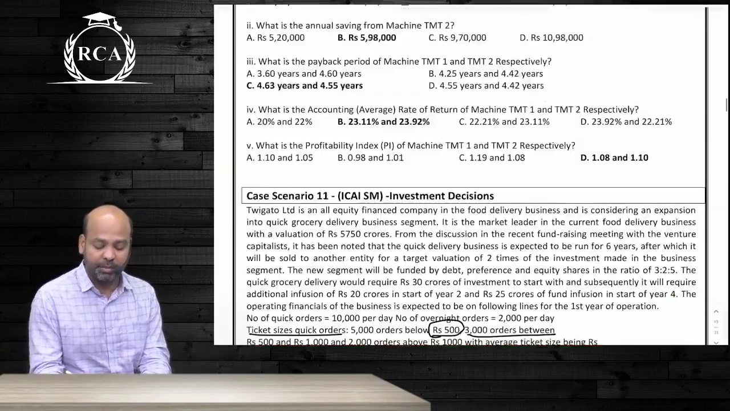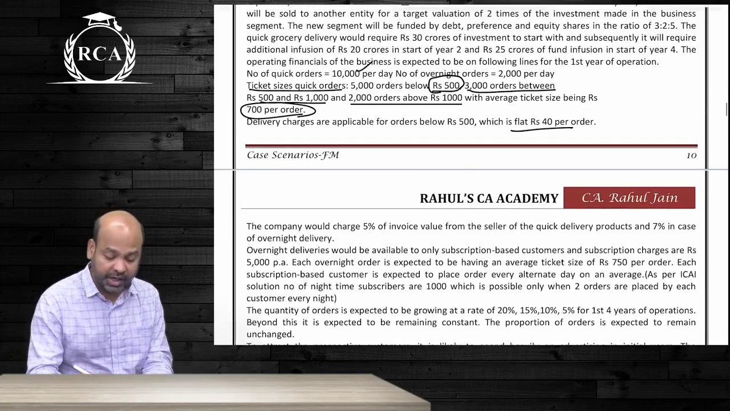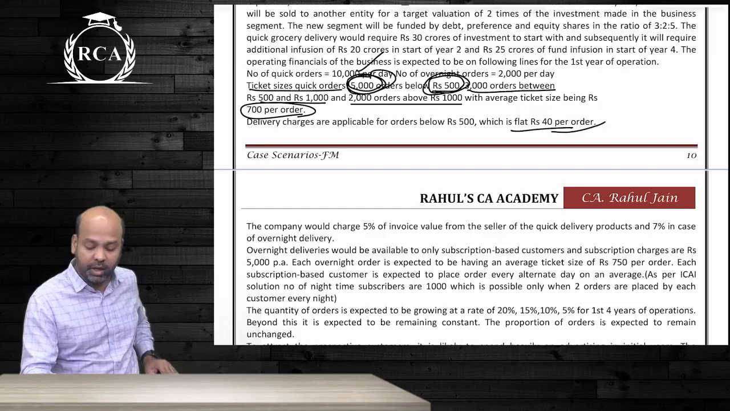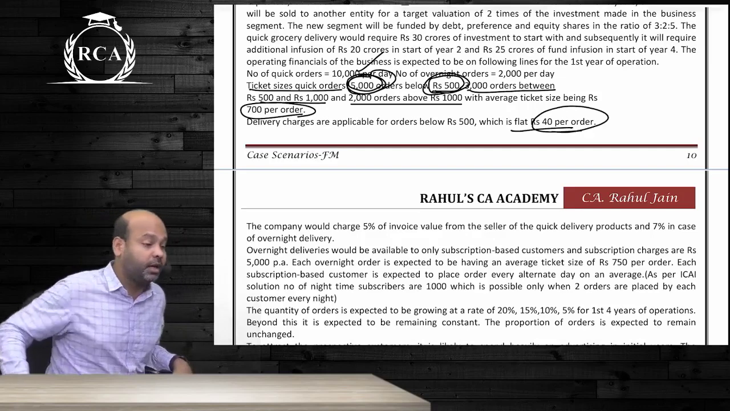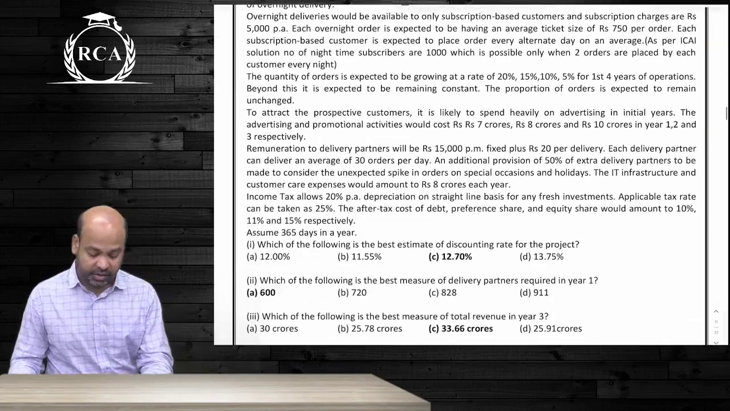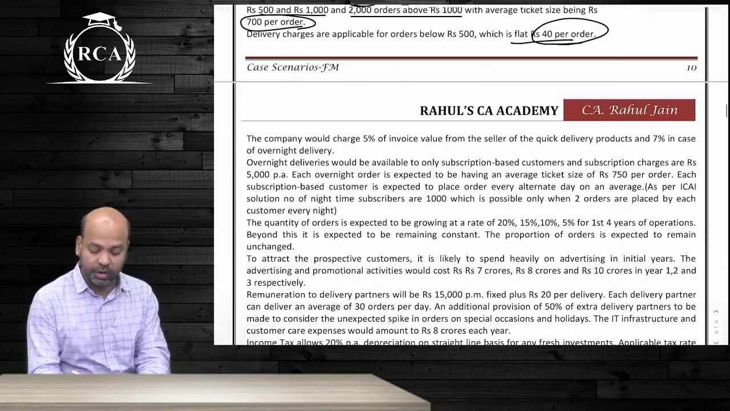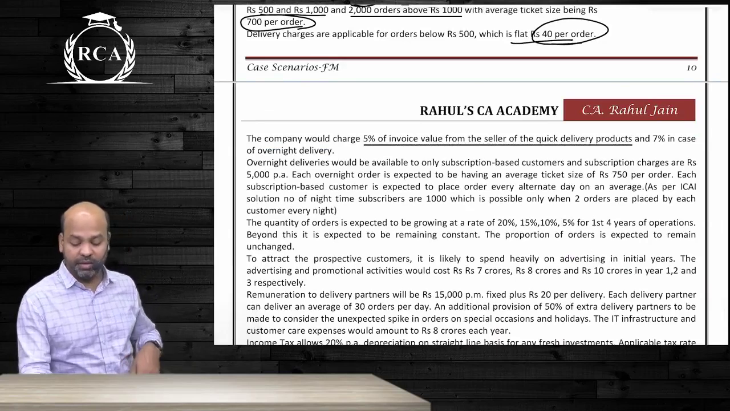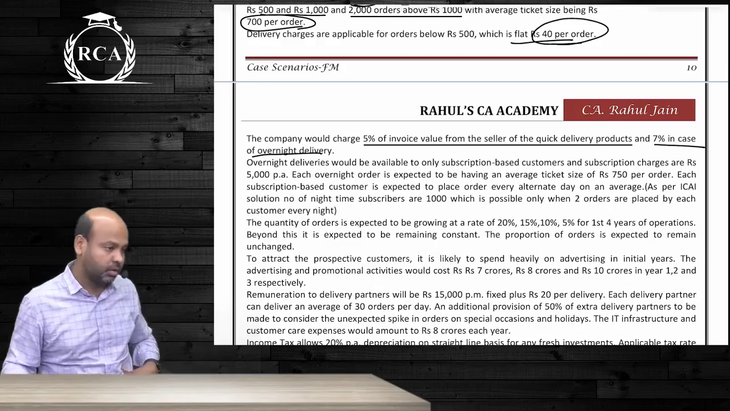Delivery charges are applicable when someone orders below 500 rupees, which is a flat 40 rupees. So on these 5,000 orders which are below 500, you will get 40 rupees per delivery. Are you all following? That is per day, into 365 days in a year. Are we clear? The company would charge 5% of invoice value from the seller of the quick delivery products and 7% in case of overnight delivery. This is the commission that you are charging from the seller.